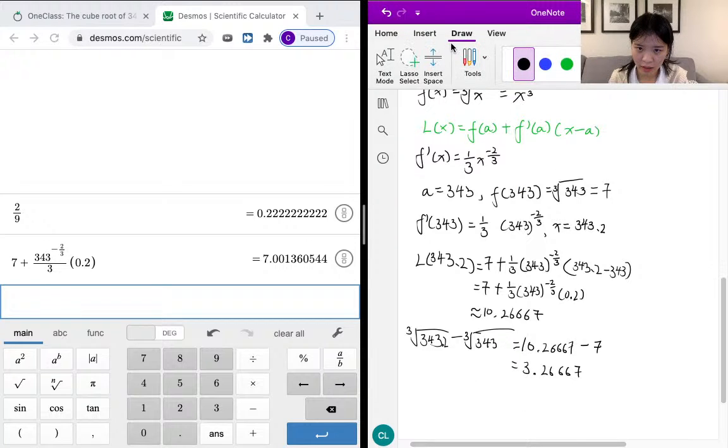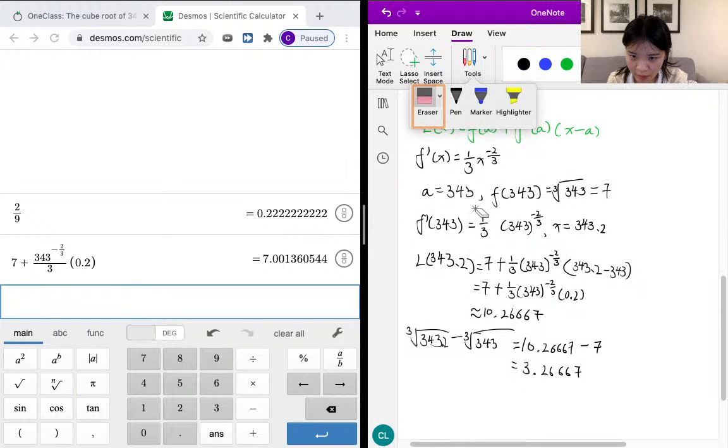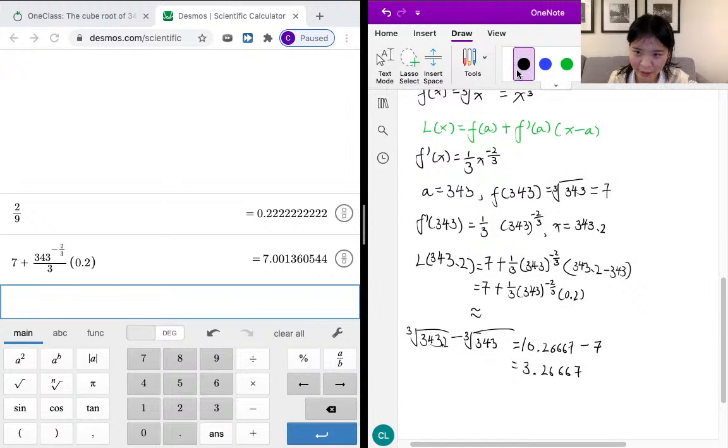Let's do draw, and then let's do a little eraser. So yeah, that kind of tells us the importance of using a calculator. I'm not really good at using calculators, as you could see.